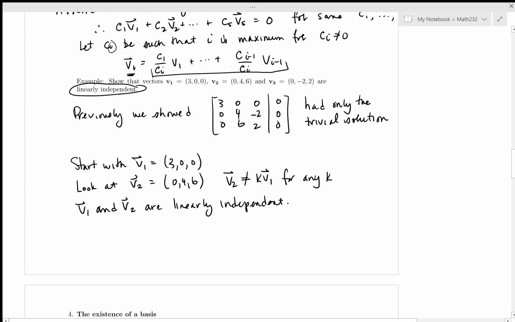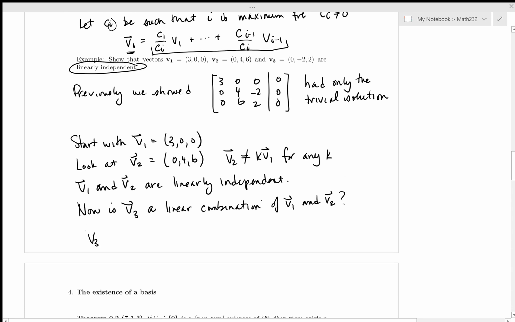Okay, and now we continue this process of adding another vector to the set and seeing whether we maintain the linear independence or not. So now I'm going to take a look at v3. I'm asking, can I write v3 as c1 v1 plus c2 v2? That is, can I write v3 as a linear combination of v1 and v2?